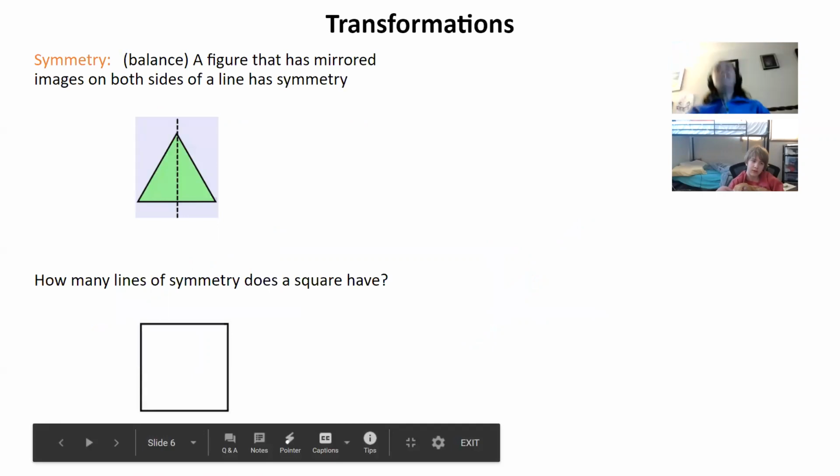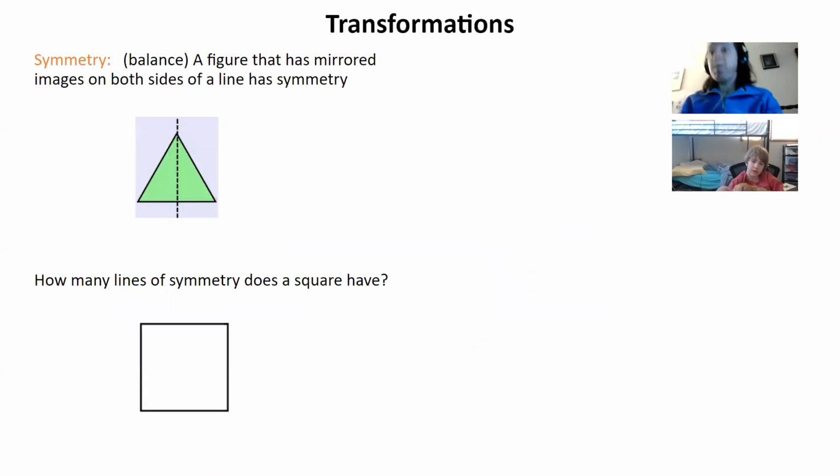Okay, so sometimes different images have many different lines of symmetry. How many lines of symmetry does that square have? What do you guys think? Can you draw it in there? 4, Isaiah says. Let's see if he's right. Can someone draw the lines of symmetry? Parker says 4.